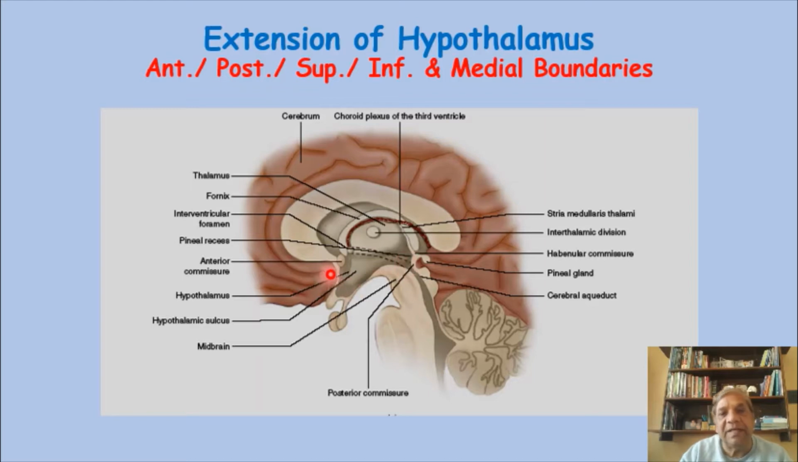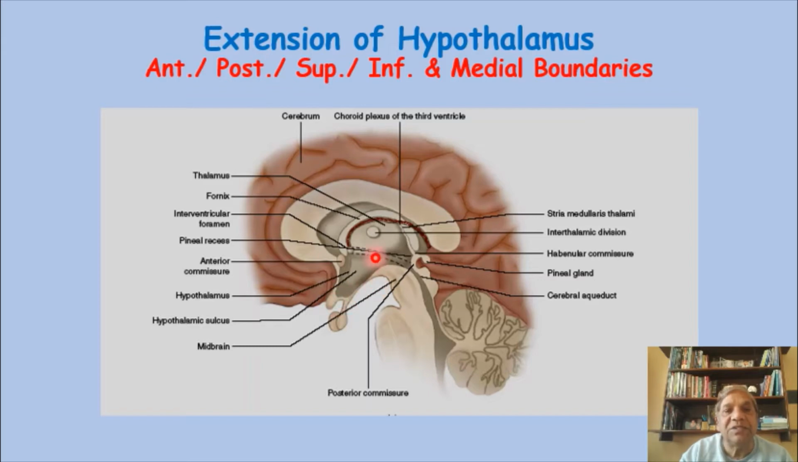Now the hypothalamus has various boundaries. Let us come to the anterior boundary of the hypothalamus. This anterior boundary extends from the anterior commissure to the optic chiasma. See, this point is the anterior commissure. Thus, if we see the anterior boundary, above it is the anterior commissure, then the lamina terminalis, and this goes right up to the optic chiasma. That is the anterior boundary of the hypothalamus.